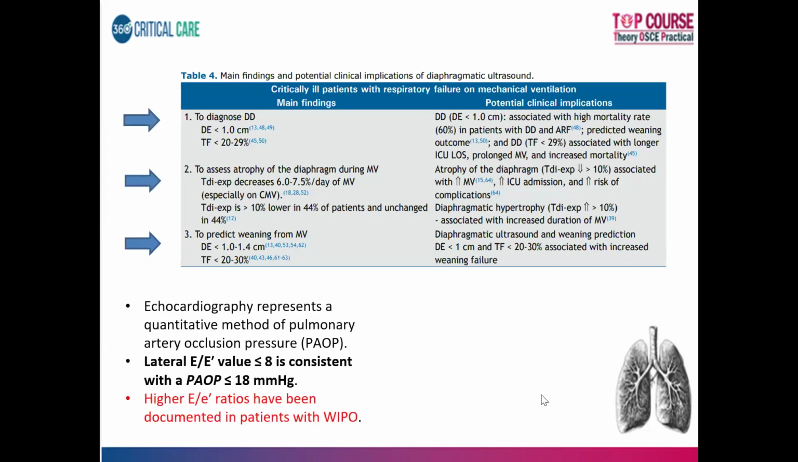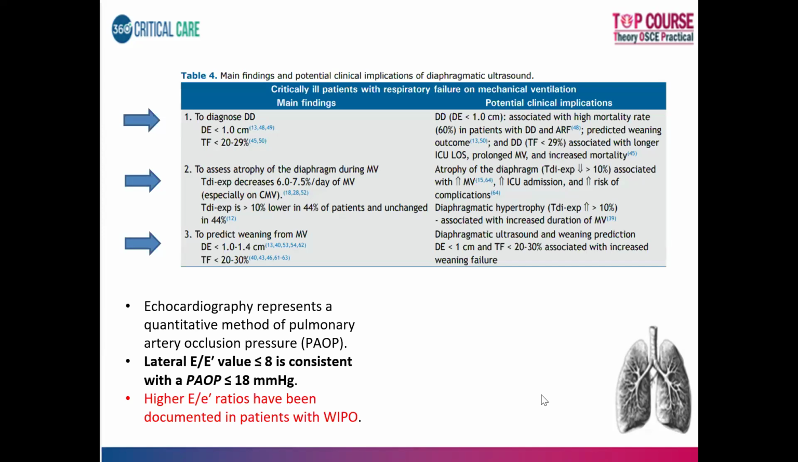How do we diagnose that? Usually we have to do a tissue Doppler imaging, especially in the mitral valve area, and if the E by E prime value is less than or equal to 8, it is consistent with the pulmonary artery occlusion pressure being less than 18. That is a normal cardiac function. Whenever you have E by E prime ratios which are usually more than 10 or 11, the patient's propensity to develop cardiogenic pulmonary edema would go higher, and when they develop it at the time of extubation, then these patients will be considered to have developed weaning-induced pulmonary edema.